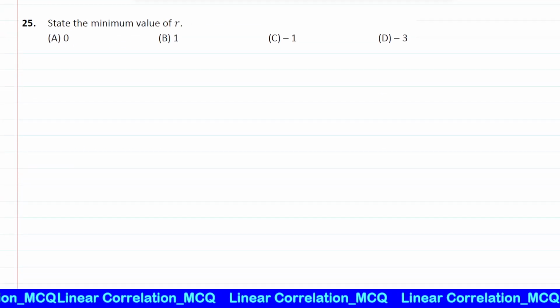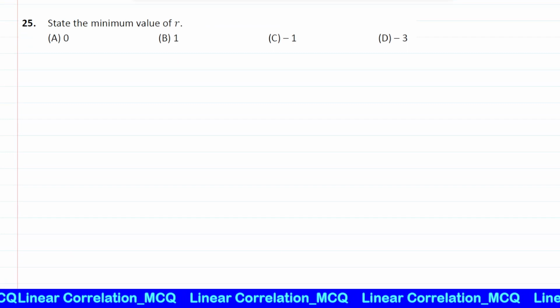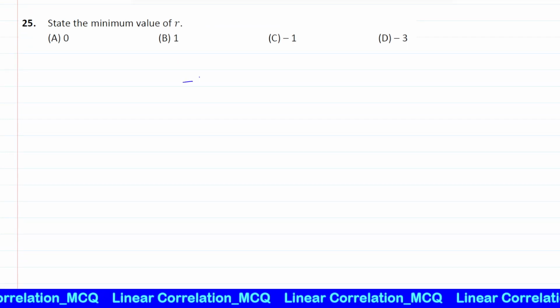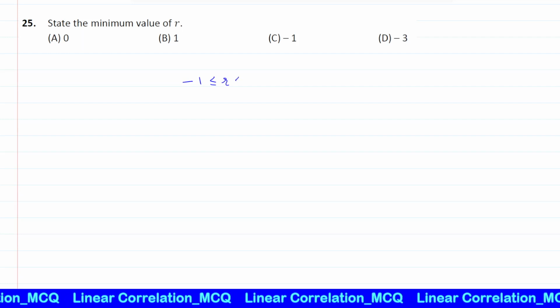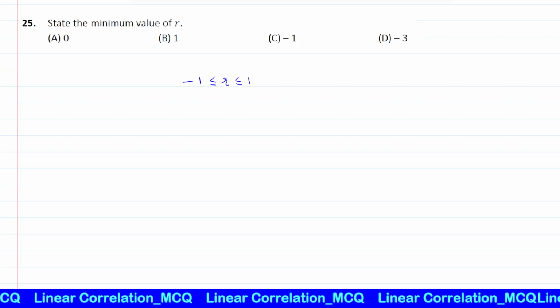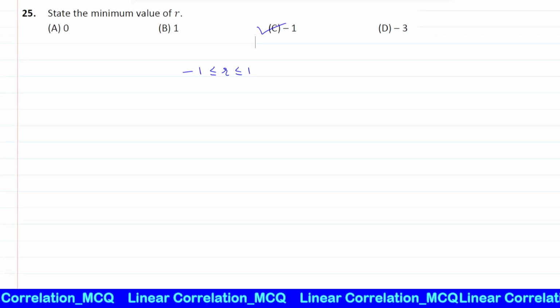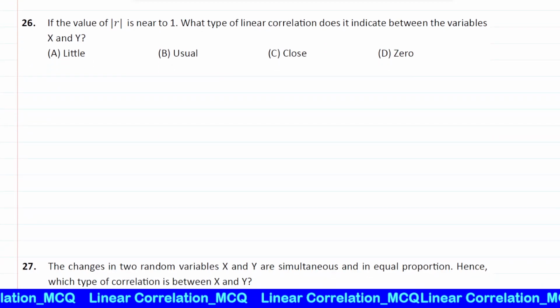Question number 25. State the minimum value of R. We just saw that the value of R lies between -1 and +1. So what is the minimum value of R? It equals -1. Option C is correct.